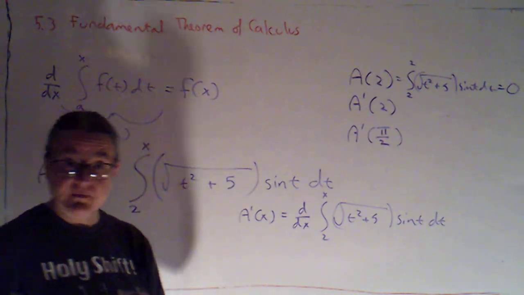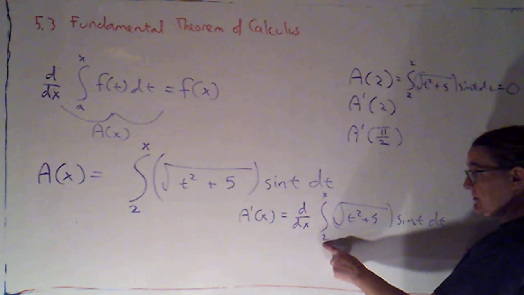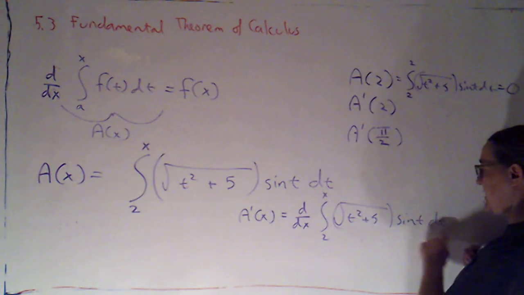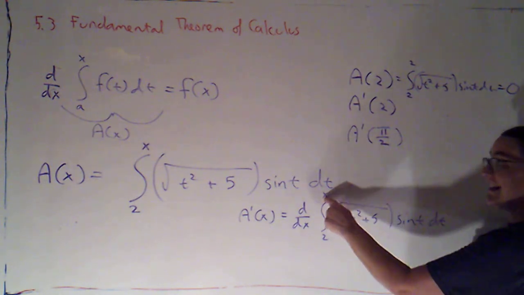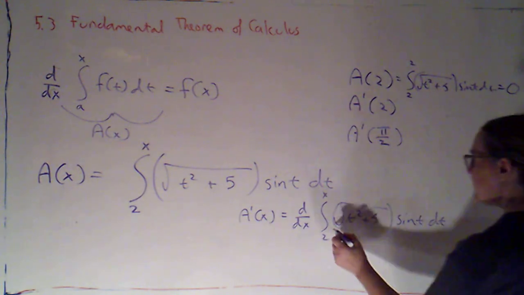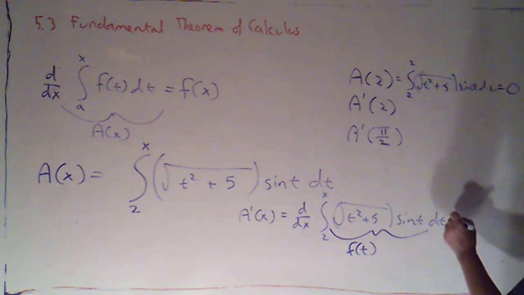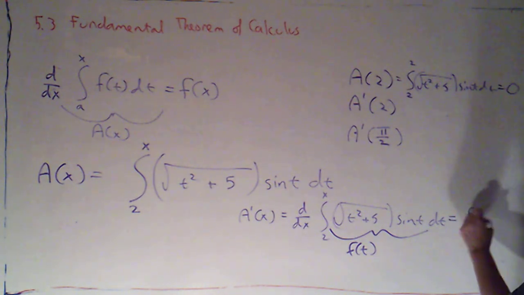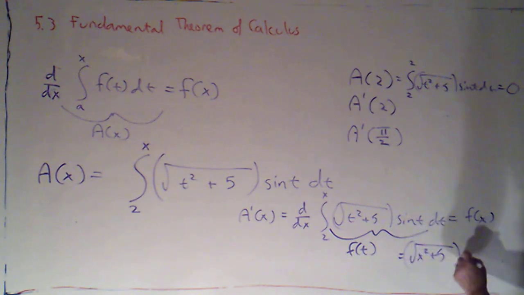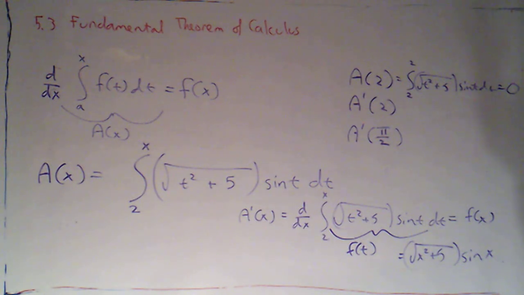Step two, I'm going to check. Does this match an area function? So do I have a fixed lower limit of integration and a variable for my upper limit of integration, and then some function of t that I'm integrating with respect to t, just so this variable is not the same as that variable? Yes. Excellent. So this basically was my f of t. Derivative of area is height function. I'm just going to get f of x. So I'm going to get the square root of x squared plus 5 times sine of x. That is my formula for A prime.